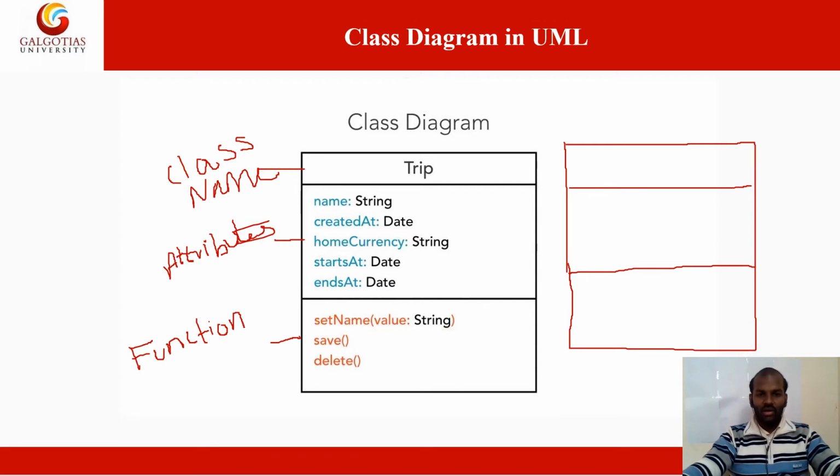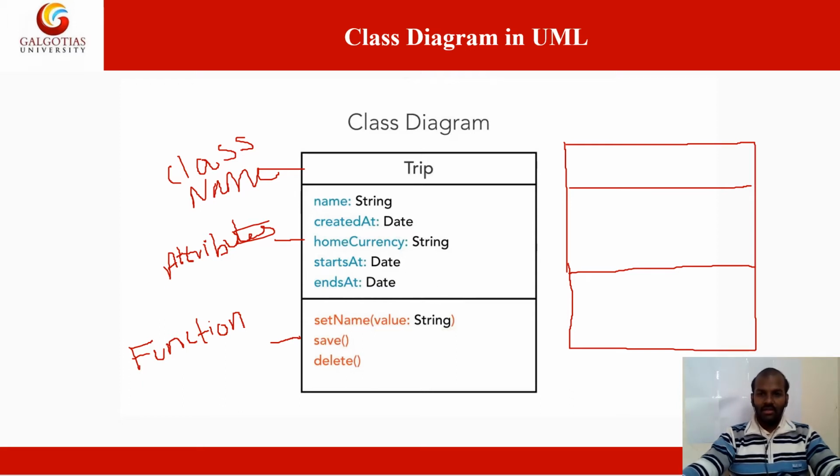Trip is the class name. Then what attributes does trip contain? It contains a name, created at what date, home currency, starting at what date, and ending at what date. And what functions does it contain? Set name, which is a function name, always represented with open and close brackets, and save and delete. So let us take another example.